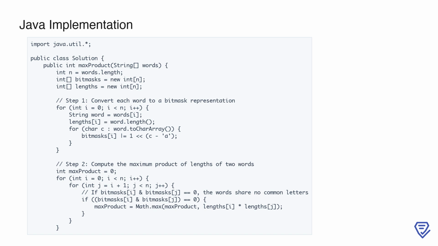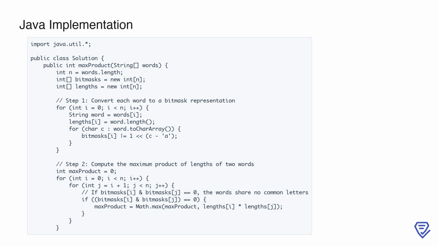The array bitmasks will store a bitwise representation of each word, where each bit corresponds to a letter in the alphabet. The lengths array will store the lengths of each word for quick access later. In the first loop, we iterate through all the words, and for each word, we calculate its bitmask. This is done by setting a bit corresponding to each character in the word.